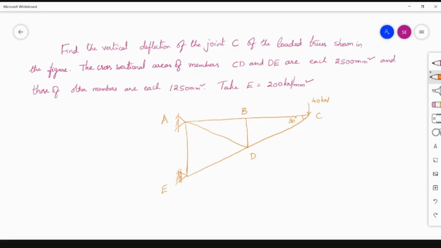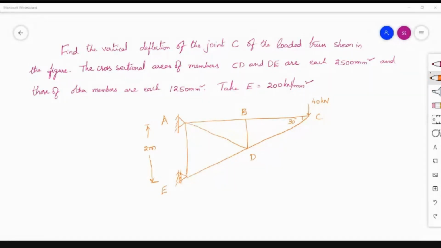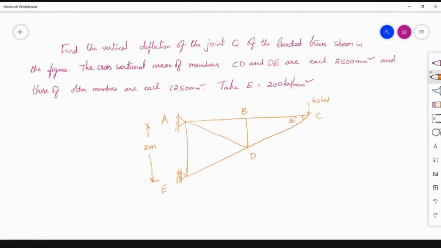Now here this distance is given as 2 meters. This distance is given as 2 meters. Now see here, that's it. This is given in the question. Nothing else is mentioned. We are asked to calculate the vertical deflection at joint C. And here a vertical load of 40 kilonewtons is acting.